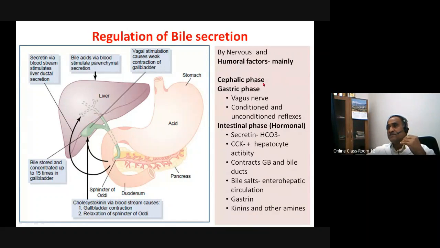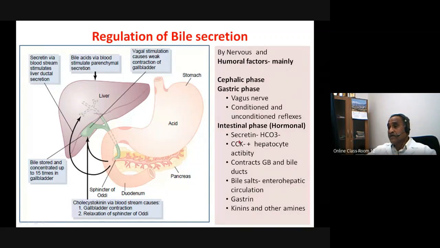The cephalic phase and gastric phase, especially the cephalic phase, include those conditioned and unconditioned reflexes. The sound, sight, smell, and taste of food, or even the mastication, the esophageal movements, gastric movements, will also influence the secretion of bile from the liver. But these two constitute only a small proportion of the bile secretion. More than 90% of the bile secretion is by the intestinal phase.